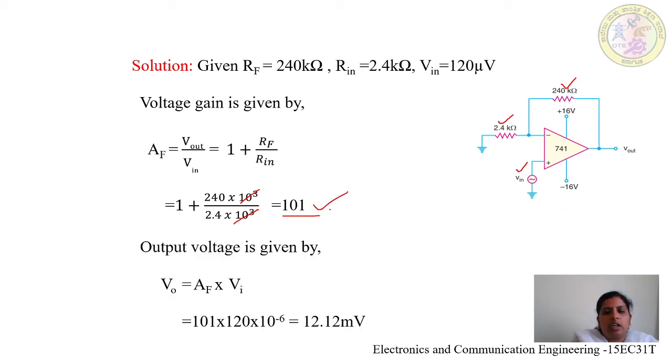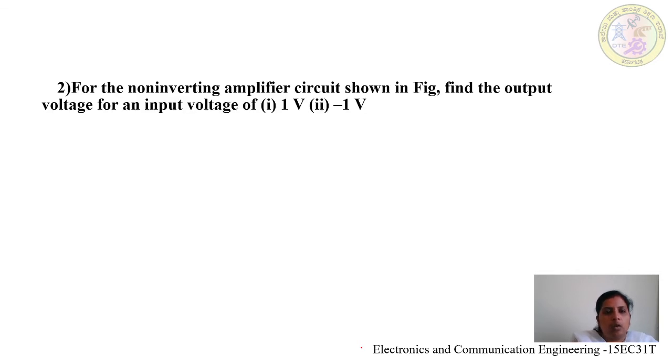And next, the output voltage is given by V out is equal to AF into Vi. AF is 101, Vi is 120 microvolt, 120 micro means 10 to the power of minus 6. You will have 12.12 millivolt. The answer is 12.12 millivolt.